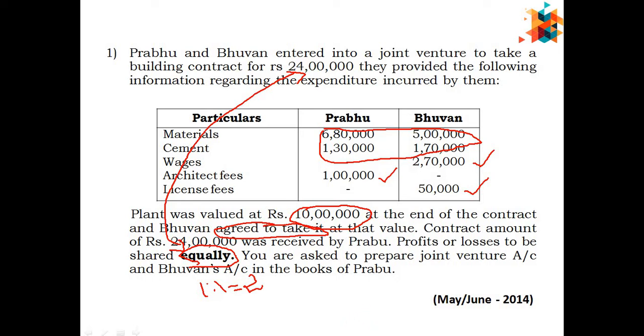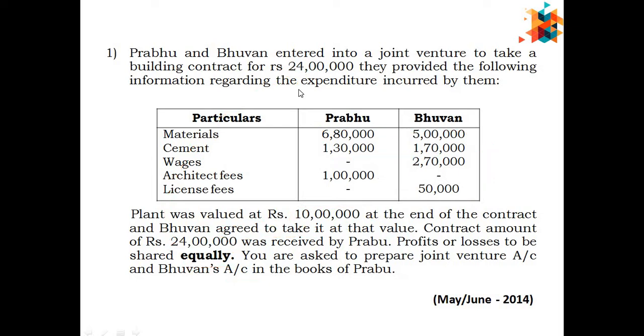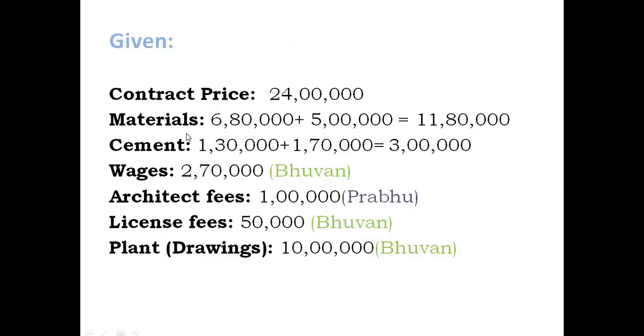So let us solve the problem. Before that, we'll write everything which is given in the question as given. Actually, this is not compulsory for your exam. No need to write; here, for more clarity, I have written. So first, let us see one by one. Contract price 24 lakh. Material 6 lakh 80 plus 5 lakh together 11 lakh 80. Cement 1 lakh 30 plus 1 lakh 70, that is 3 lakhs.